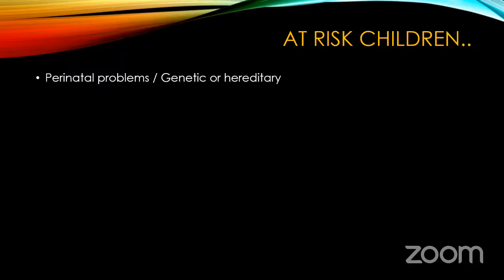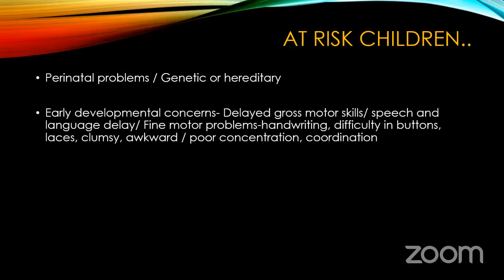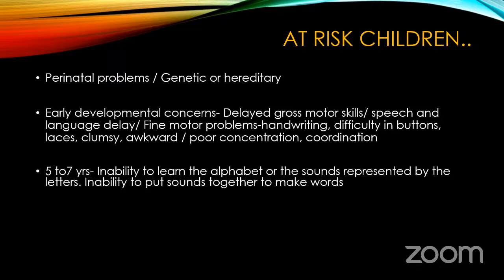We have to be aware about at-risk children for dyslexia, as we were talking earlier. If there are perinatal problems, genetic, hereditary, early developmental concerns, the delayed gross motor, speech and language, fine motor problems may affect handwriting, difficulty in laces, poor concentration, poor coordination. All these are early developmental concerns which might be seen in a child with learning disability.